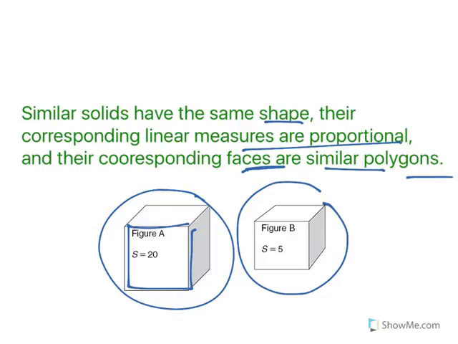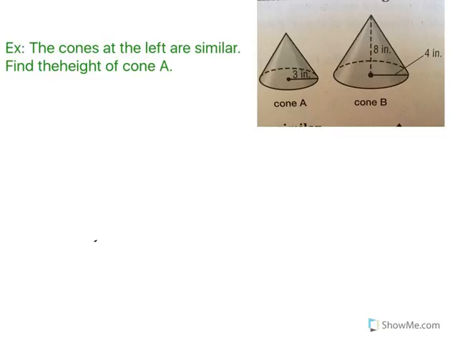So let's jump right into an example here. It says the cones at the left are similar. So you can see that both of those cones look the same. One's a little bit smaller than the other, but they're similar. Now we're going to find the height of cone A. So what we're going to do is set up a ratio. We're going to go from the big cone to the small cone to figure out that missing height.